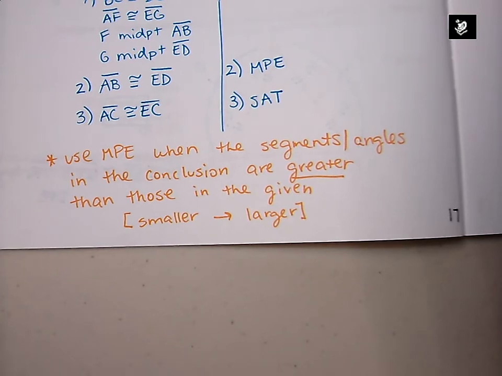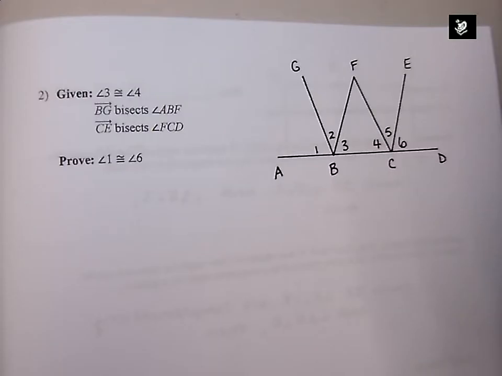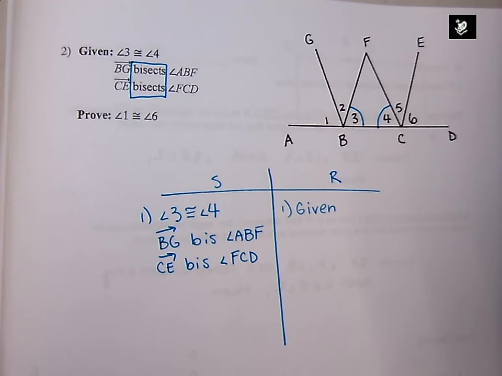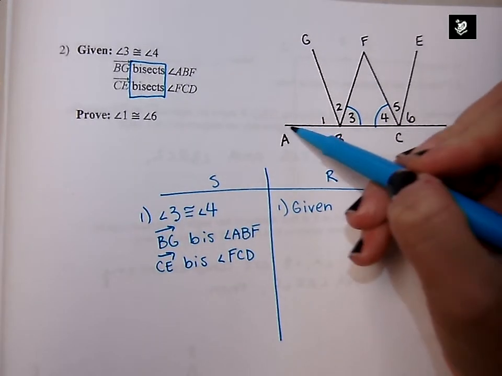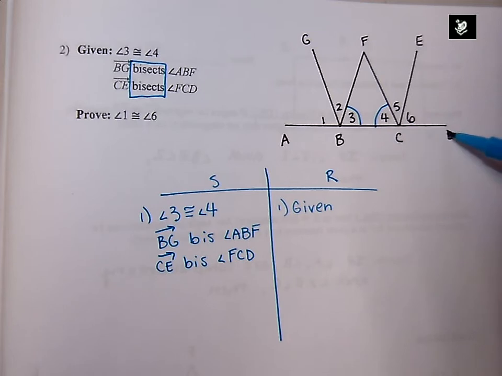Now let's see how we use DPE in a proof. So here's our second proof. Again, feel free to pause, give it a try first. I'm going to mark up my diagram and write out my givens. So I know that angle 3 and angle 4 are congruent, and I want to show that angle 1 and angle 6 are congruent. I'm also told that I have ABF and FCD being bisected. So I'm just going to mark that up here.